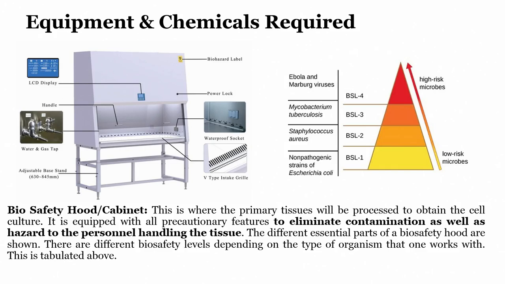Now, if you go to the next one, these are the equipment and chemicals required for working in a biosafety class, and the class of this biosafety hood is divided into four. First is BSL1, where we can use non-pathogenic strains of E. coli. If it is BSL2, which is biosafety level 2, we can use Staph aureus. If it is biosafety level 3, we can use Mycobacterium tuberculosis, and if it is biosafety level 4, then only we can use Ebola or Marburg viruses and Zika, this kind of stuff.